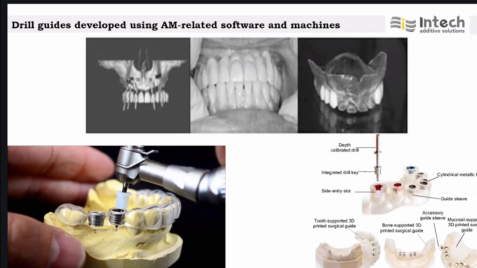And then we have the tooth supported 3D printed guide. This sits on the tooth surface for stability and accuracy. And then we have the bone supported 3D printed guide. This is for the cases where the bone is the anchoring point. And also we have the mucosal supported 3D printed guide. This is for softer tissues only, so anchoring in very challenging anatomy.